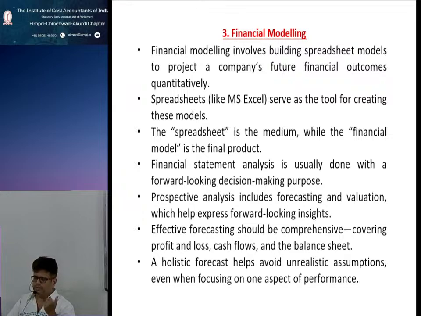So the effective forecasting should be comprehensive, covering all these three financial statements, and thus a holistic forecast helps avoid unrealistic assumptions even when focusing on one aspect of performance. So that's what financial modeling is in a way, as an introductory concept.